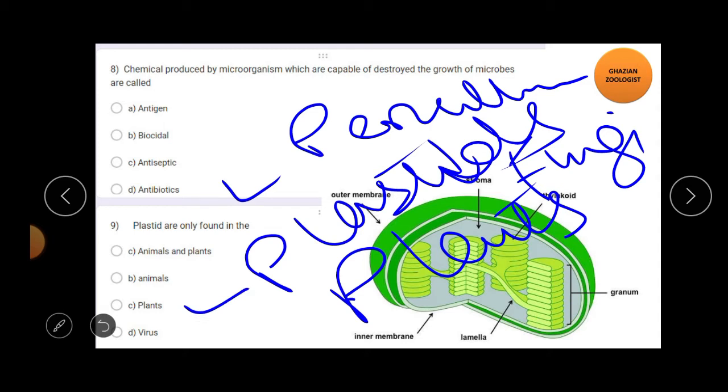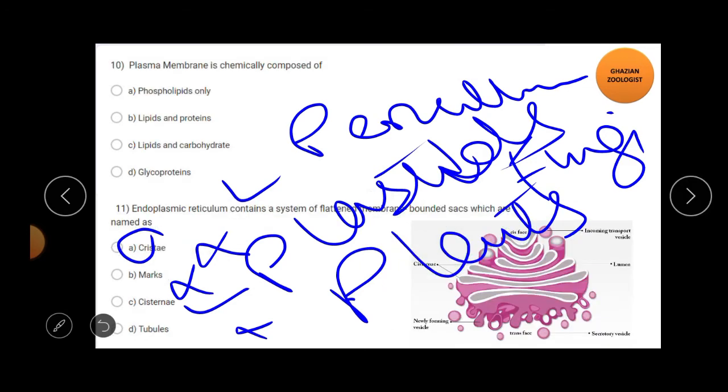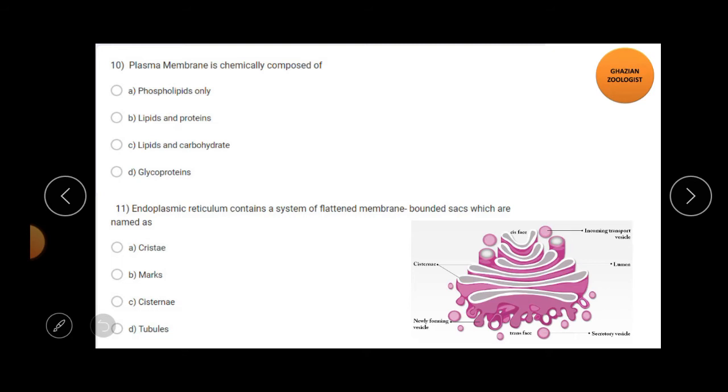Animals do not possess the plastid, that's why it is wrong, and viruses are acellular entities which are only living in the case of a host. If there is any host, then they are living. If there is no host, then they are not living. Non-living cells.